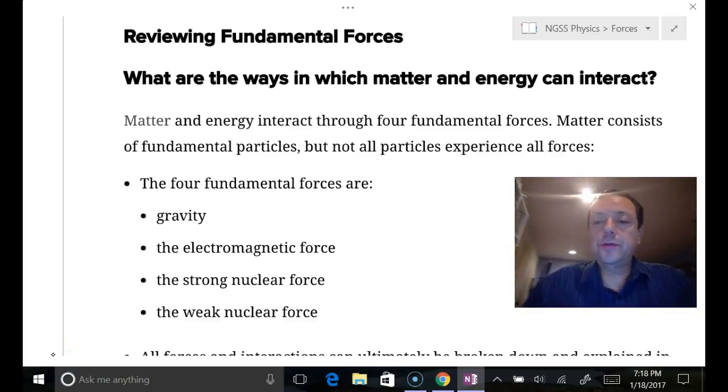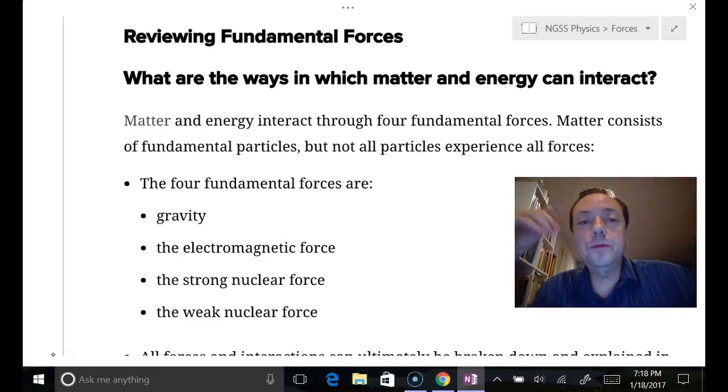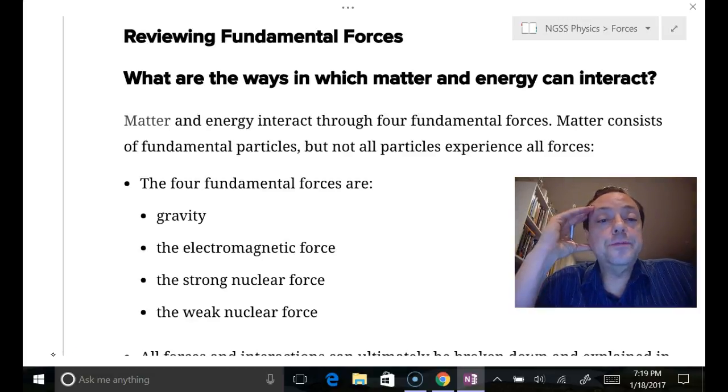Okay, in preparation for the unit exam, let's review the unit on fundamental forces. So what are the ways in which matter and energy can interact? Matter and energy interact through four fundamental forces. Matter consists of fundamental particles, but not all particles experience all forces.